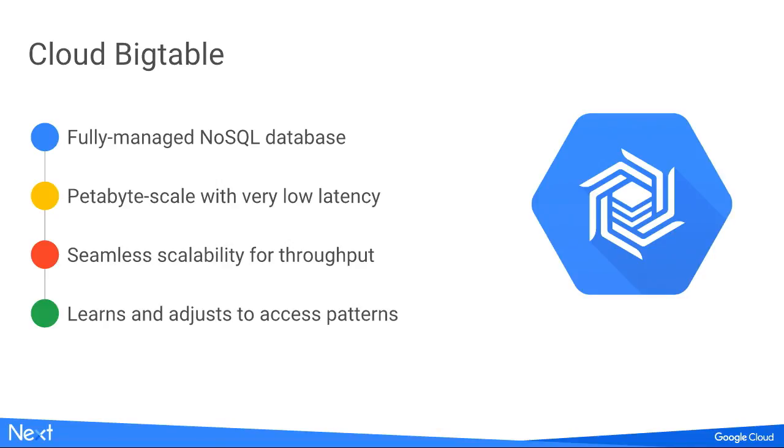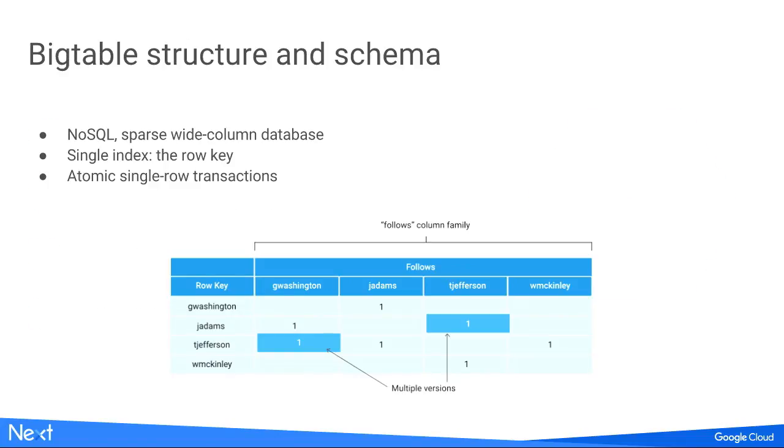Let's look into more detail about those last 2 points and how we provide that. So first, let's talk about the structure and the schema for Bigtable. Bigtable is a NoSQL, sparse, wide column database. What that means is that Bigtable has a single key, which is the row key. It does not do joins, and it only does single row transactions.